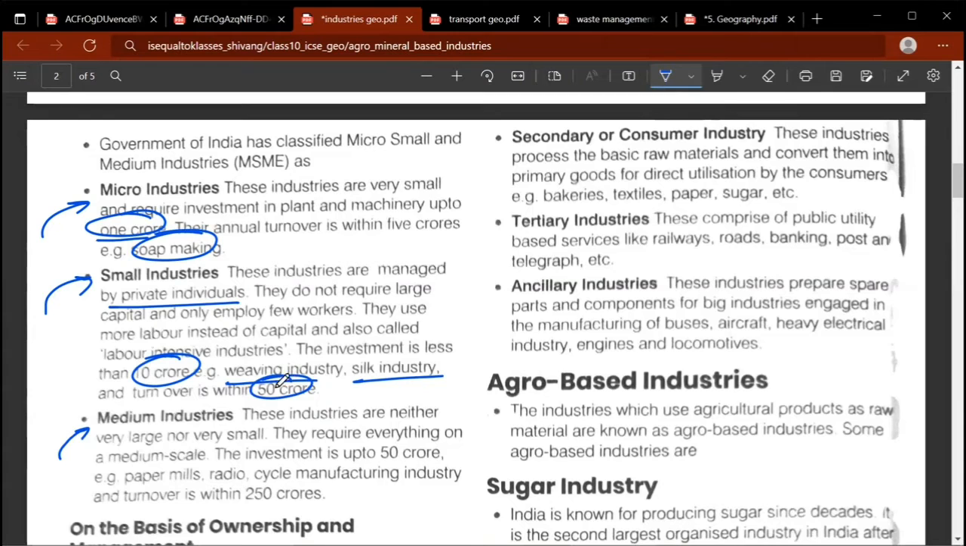Then we have medium industries. These industries are neither very large nor very small. They require everything on a medium scale. The investment is up to 50 crores. Example, paper mills, radio, cycle manufacturing industry, and the turnover is 250 crores.